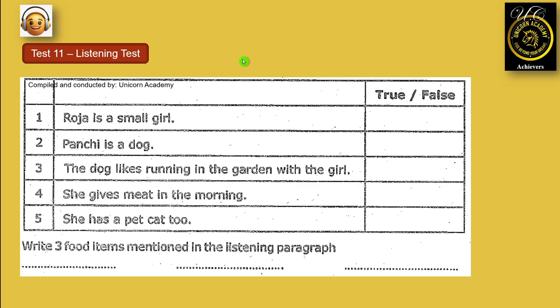Panchi is a small girl who loves dogs very much. Her pet dog Roja is female dog. It likes to run in the garden with her. She gives it milk in the morning and meat for lunch every day. It doesn't like fish and rice. She doesn't like cats, but her sister likes.